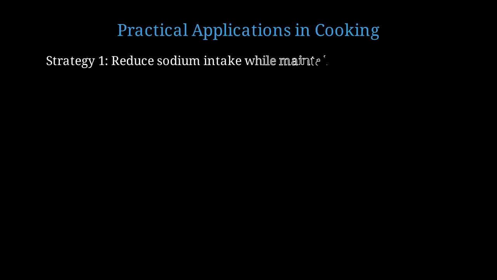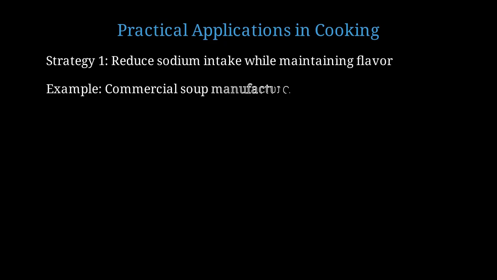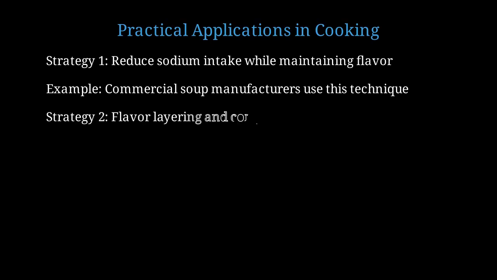This scientific understanding has profound practical applications in cooking and food science. One major application is sodium reduction. By strategically using acids, chefs and food manufacturers can reduce sodium content by up to 30% while maintaining the same perceived saltiness. Commercial soup manufacturers now routinely add small amounts of citric acid or vinegar to reduce sodium levels without compromising taste. The second application is flavor layering.